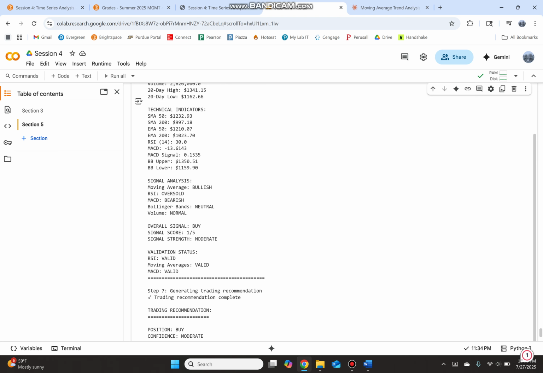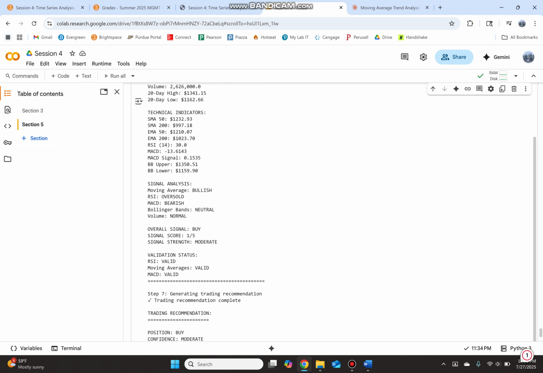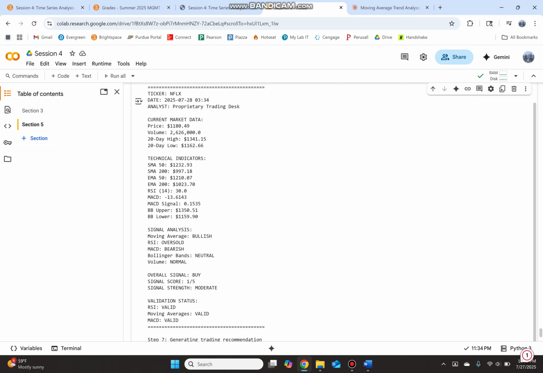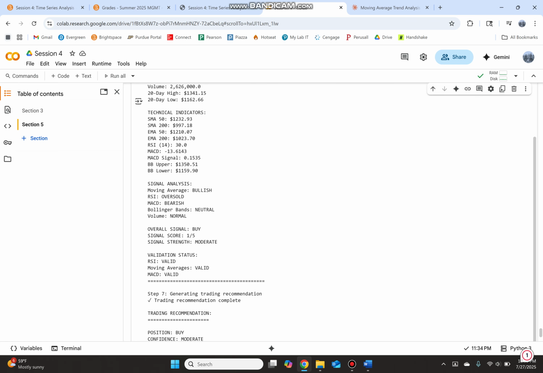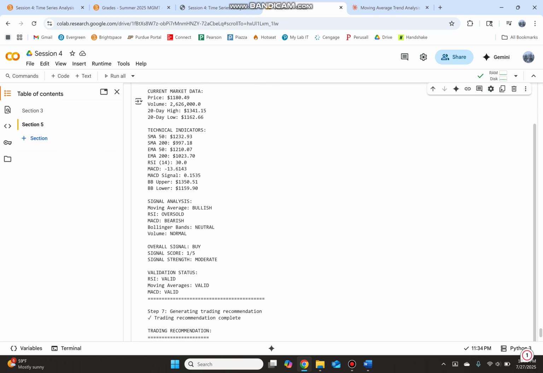Our RSI is 30, which is extremely low. That's oversold. Our MACD is negative 13, and our Bollinger Bands show that it is on the lower side, but hasn't crossed below the lower band, so nothing really there. Our signal analysis, our moving average. I didn't even realize our 50-day is way above our 200-day in both cases, so that's a good sign that price is expected to rise.